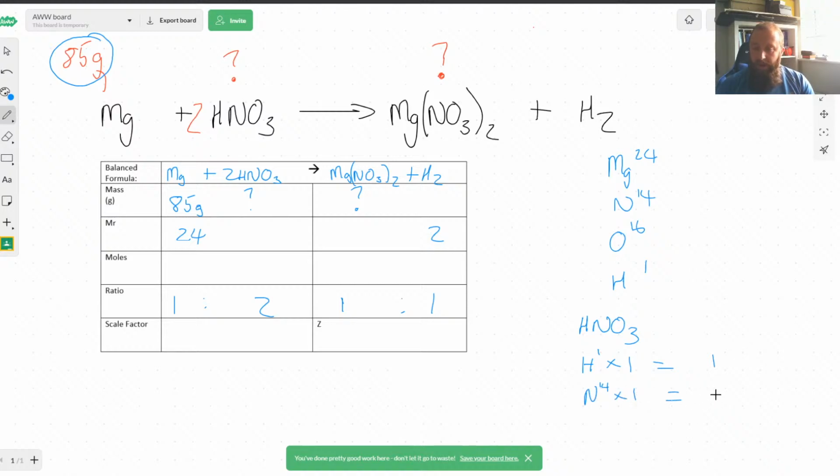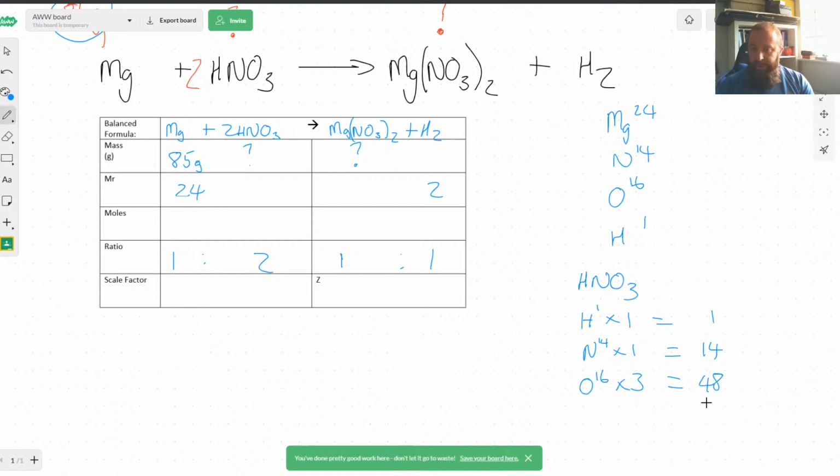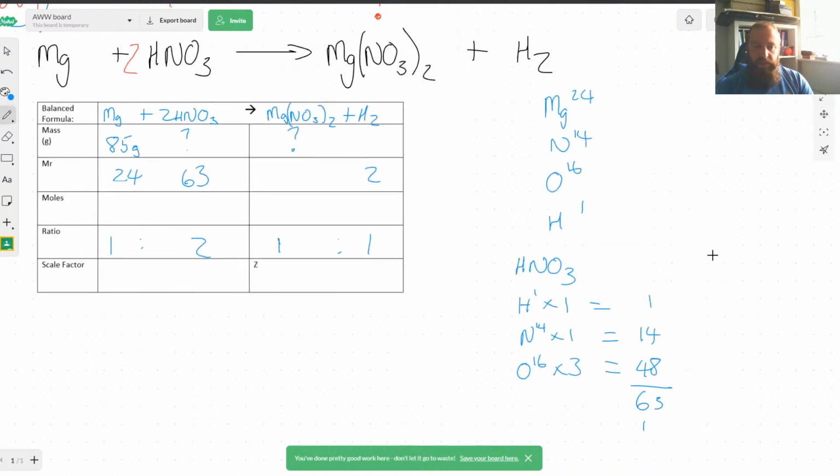I've got 1 nitrogen. And I've got 3 oxygen. 16, 32, 48, I think, if I'm right. I'm going to add them up. Just need to move this up a little bit because I'm running out of space. There we go. 8, 12, 13, 63. Let's just do magnesium nitrate as well.